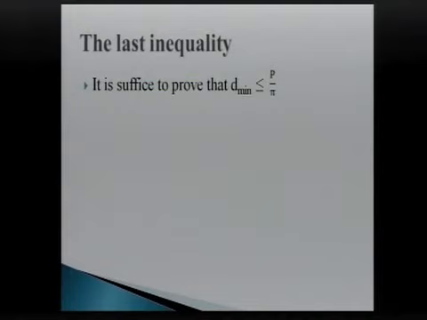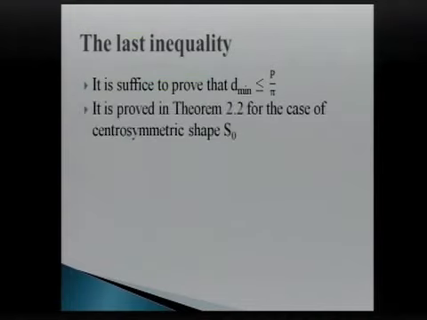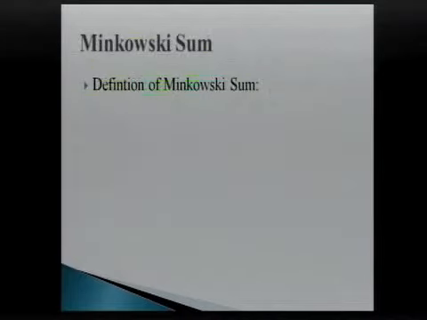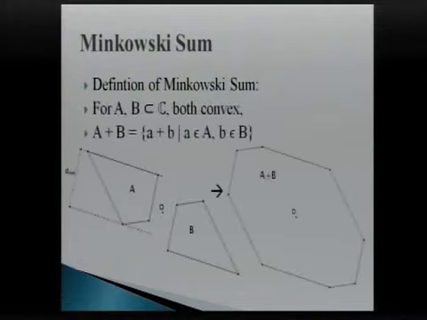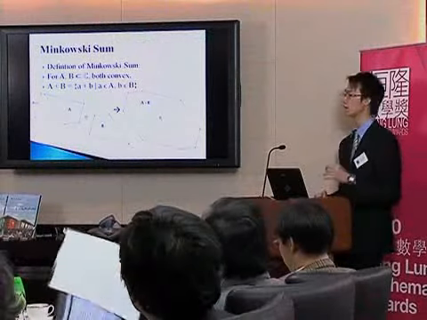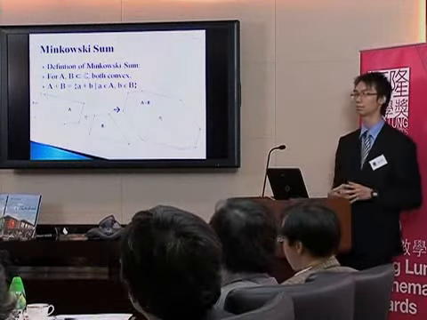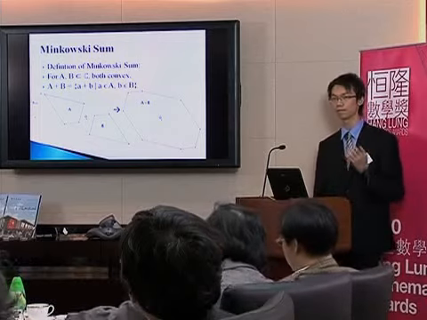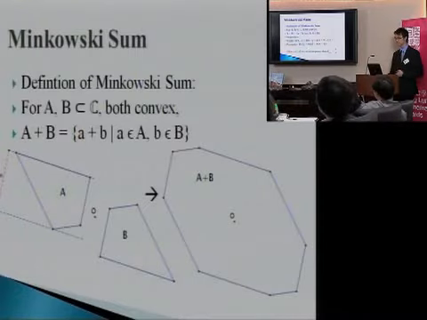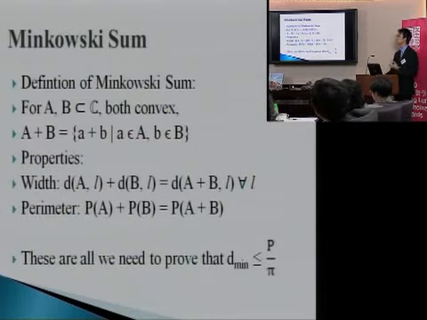So it suffices to prove that this quantity is not greater than P over pi, which can be proved in theorem 2.2 for the central symmetric shape. But for a general case, I have to introduce you a concept, which is the Minkowski sum. The Minkowski sum, as you can see, is defined for two convex sets A and B in the complex plane, such that it's the set of all the summands of one point from A and one point from B, and then we take the whole set, and we can prove that it is actually another convex set. Moreover, it's a property that the width and perimeter can also simply add up, even though it's not trivial basically from the definition. And these are all we need to prove this beautiful inequality.